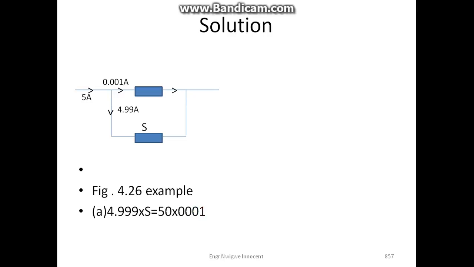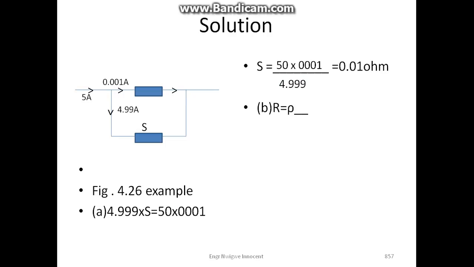4.99 times the shunt equals 50 times the current giving the galvanometer reading, which is 0.001. Therefore, making the shunt the subject of the formula, we now have 50 times 0.001 all over 4.99, which will give us 0.01 ohms.